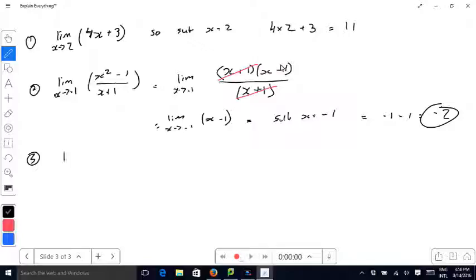Third option, we've got the limit as x approaches 1 of 1 over x take 1. X take 1 I can't actually simplify. I'm not able to sub in 1 because I'd be dividing by 0, so this is not defined. So I can't find the limit for that function.